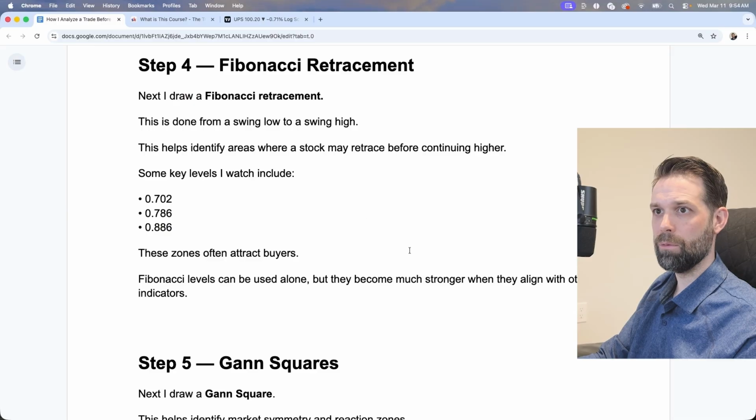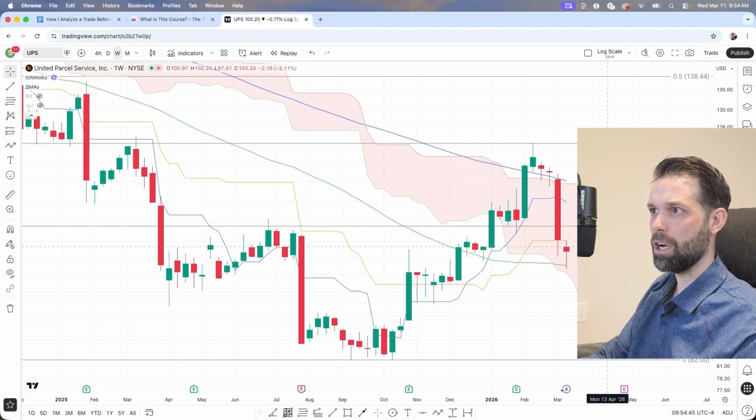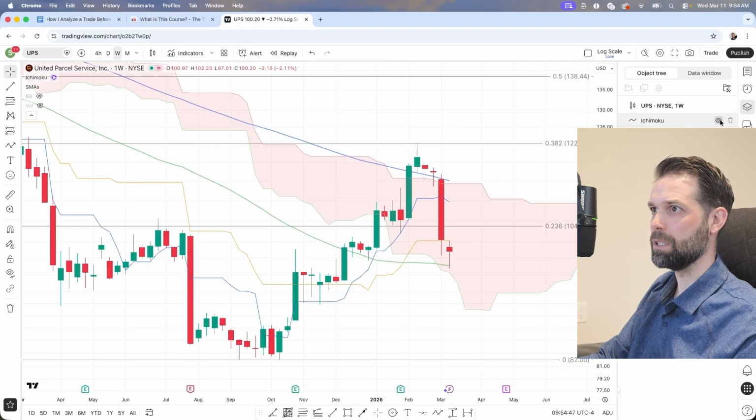So those are the fibs. We can use those to find resistance and support. And then we can also put on a Gann square and check that. So for this chart, I will just remove everything so it's easy to see.